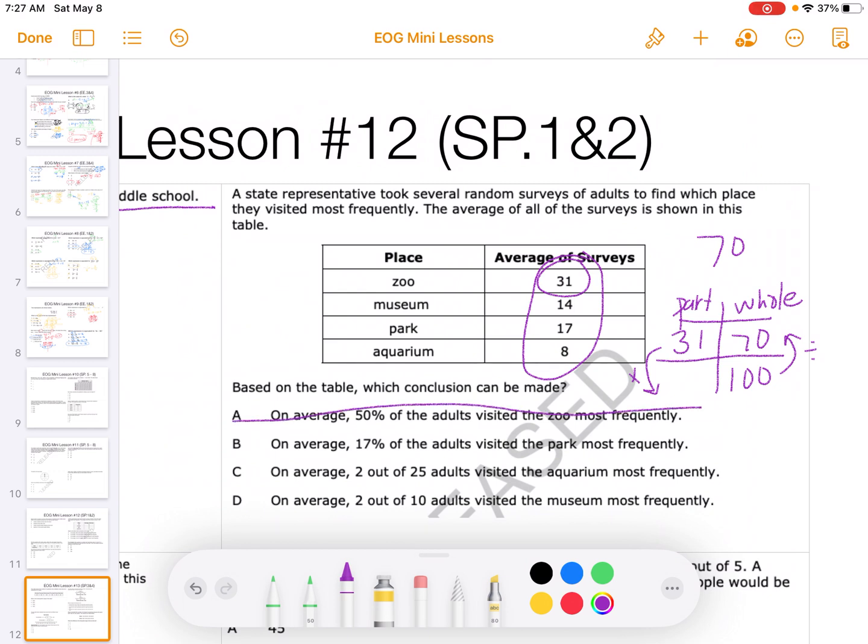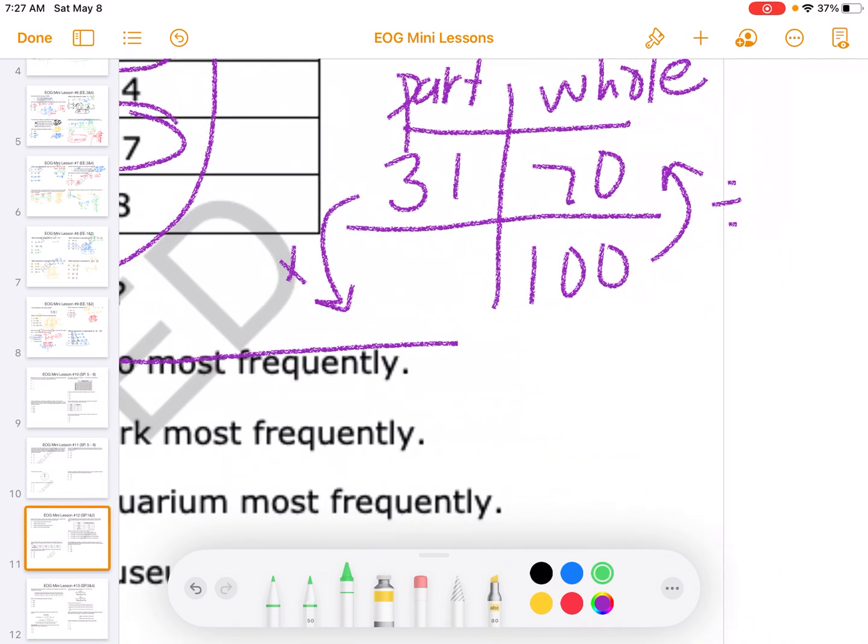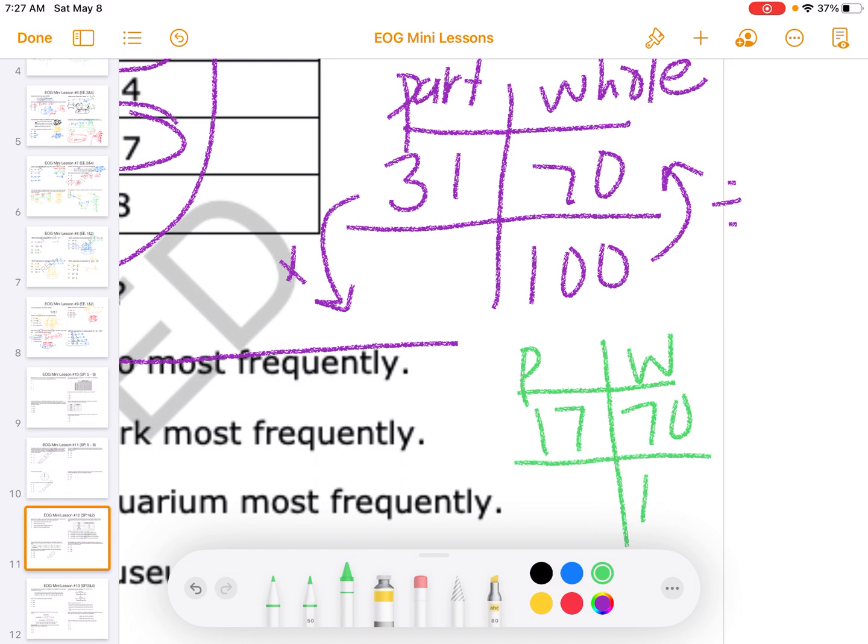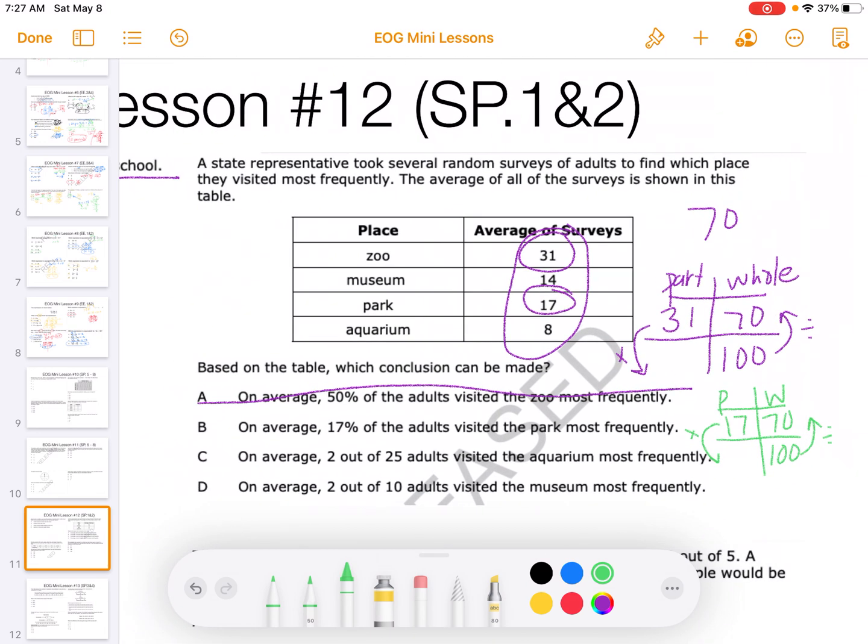17% of the adults visited the park most frequently. So I have my part and my whole. I know 17 out of 70. So I want to check out of 100. So I'm going to divide going up, multiply coming down. So 100 divided by 70, I get that crazy number. Multiply by 17, I get 24% visited the park. So that one's out.